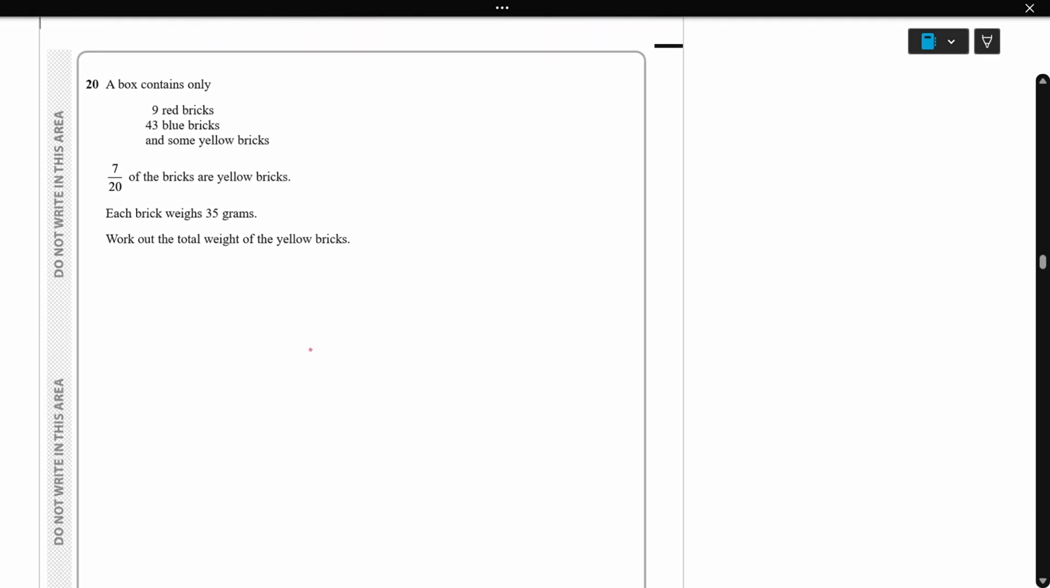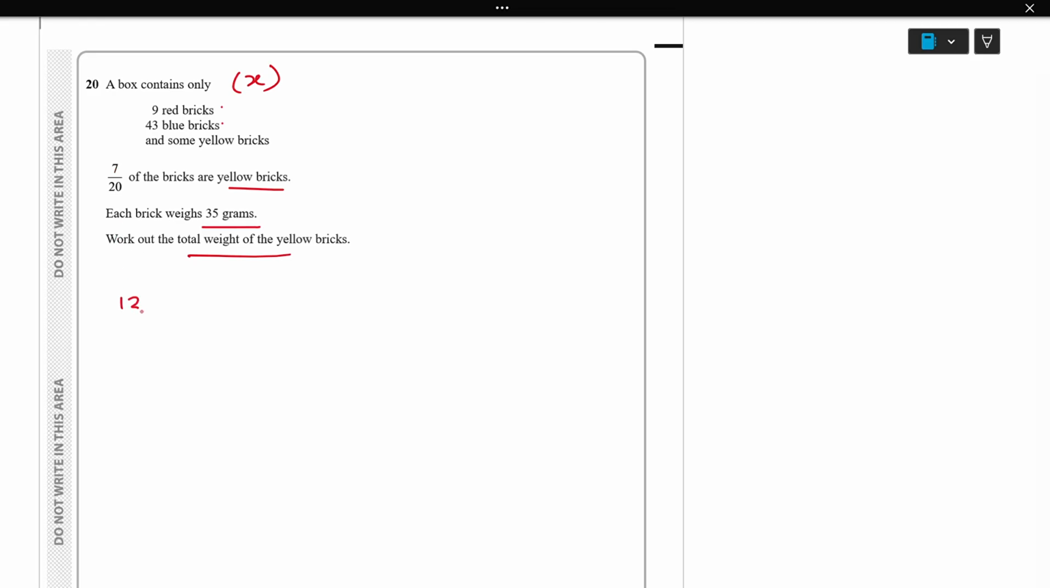Next, a box contains only 9 red bricks and 43 blue bricks and some yellow bricks. We don't know that. Okay, so I'll take the total number of bricks as x. Here is 9, here is 43. 7 by 20 of the bricks are yellow bricks. Each of the bricks is 35 grams. Find the total weight. So yellow bricks is 7 by 20 as probability. The rest is going to be 13 by 20, which is red and blue together.